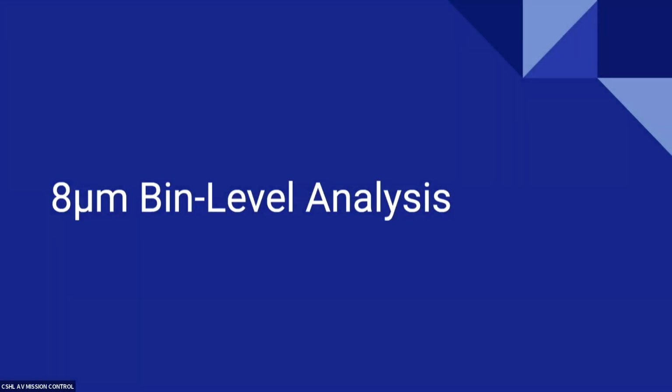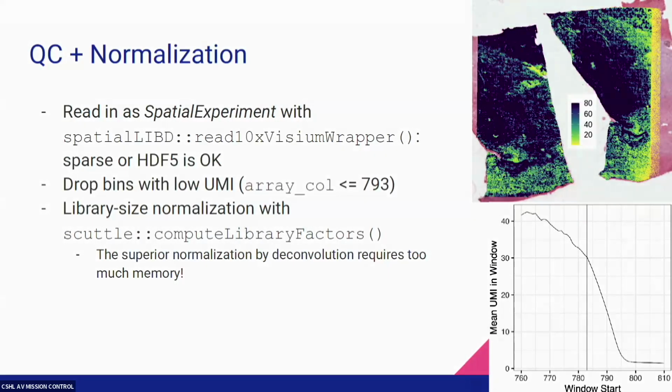First, the 8 micron analysis is for when you don't really need the full resolution. For certain things, you don't need the full resolution. In terms of QC and normalization, you can use the read10xVisium wrapper function from spatialLIBD with a couple of hacks. On the right side, the top plot shows the total UMI for one sample that we have, and you can see this technical artifact on the right-hand side. The bottom right plot shows a sliding window technique that I developed to find exactly where that boundary is, and then filter out the array coordinates associated with that technical artifact.